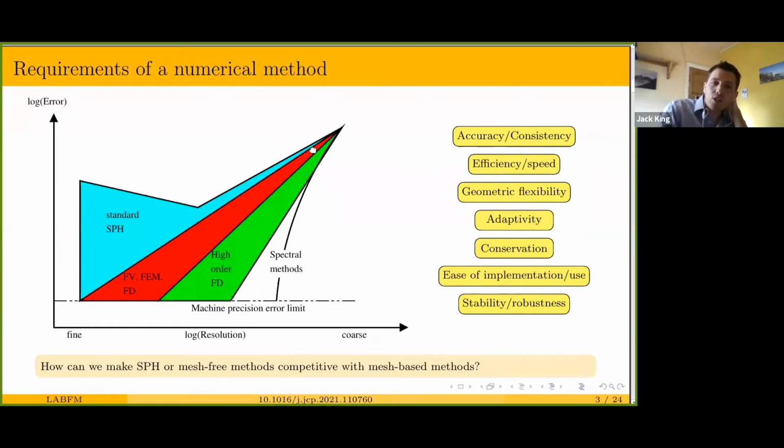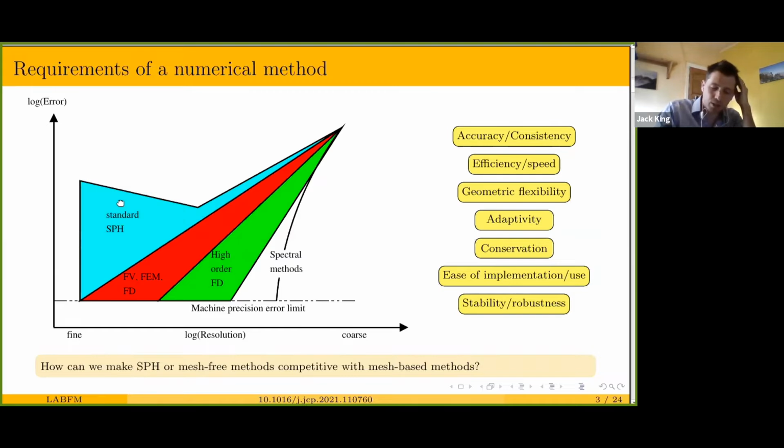But with SPH, there's typically a range of resolutions where we can see convergence typically between first and second order. And then after that, depending on the circumstances, we generally get some kind of plateau where we reach what's often called the discretization error limit.